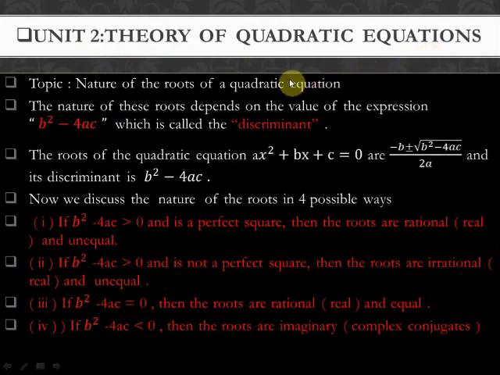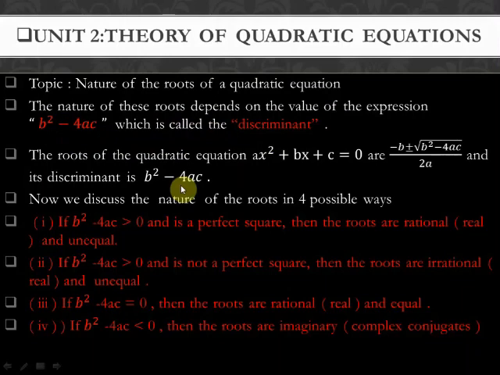Lecture number 7 is related to unit number 2, theory of quadratic equations. Today our topic is nature of the roots of a quadratic equation. The nature of these roots depends on the value of the expression b square minus 4ac, which is called the discriminant.